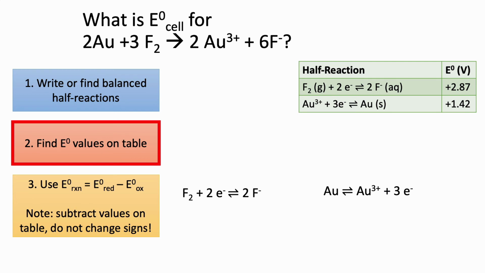Now we're going to take those 2 half reactions that we just generated and we're going to find the values on the table. Now, if you look at the fluorine half reaction, we find that pretty quickly. If we look at the gold half reaction, we notice that what we have in our actual reaction is reversed from what we see in the table. And so what that tells us is our fluorine reaction is our reduction reaction.